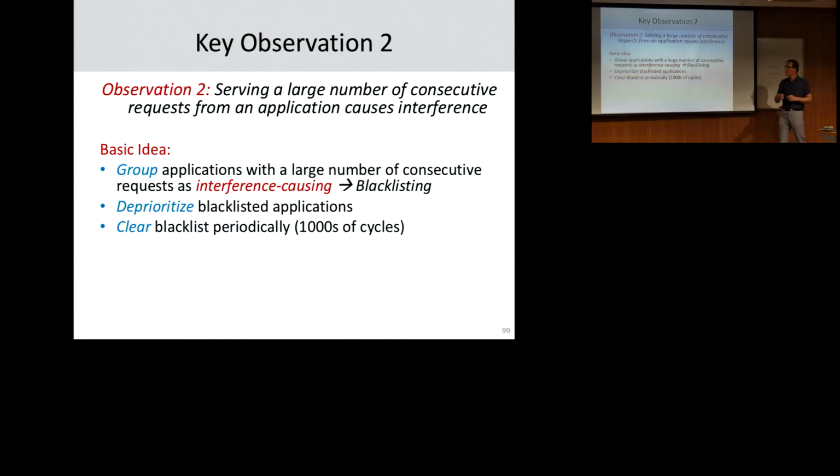This is very dynamic. You quickly adapt. As you can see, it's thousands of cycles. The blacklist doesn't last for a long time. Whereas in the previous cases, ranking lasted for millions of cycles sometimes. So it doesn't adapt very well.